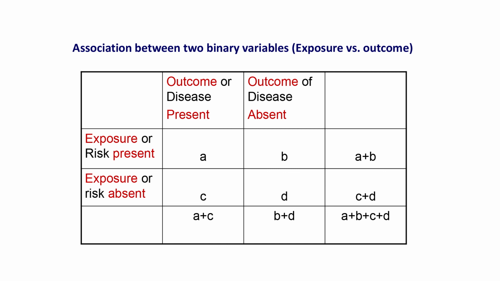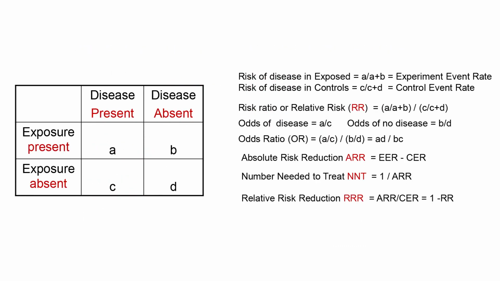Then exposure is absent, so there is no smoking, but lung cancer is still present. That number will be put in cell C. Exposure present, outcome absent is B. Exposure absent and outcome also absent is D. Based on this whole table you have different kinds of statistics. You might have heard words like risk ratio, then odds ratio, and what is the implication of all these.